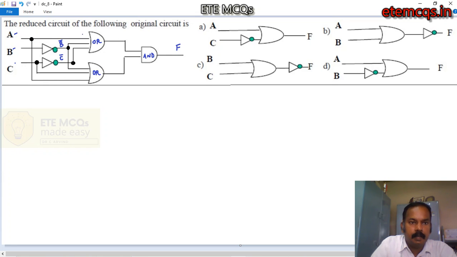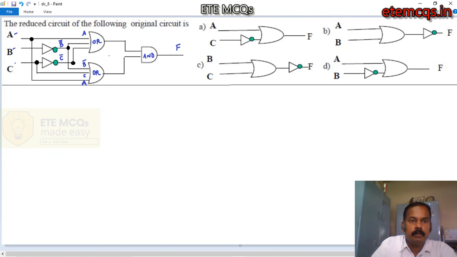So here we have A. A comes as input to this OR gate. And here it is C bar. In this case, it is B bar. Next it is C, and then it is A. Finally, it is A. So this is all we have.